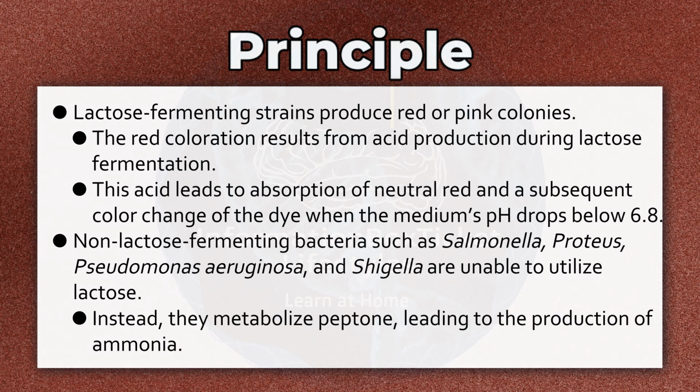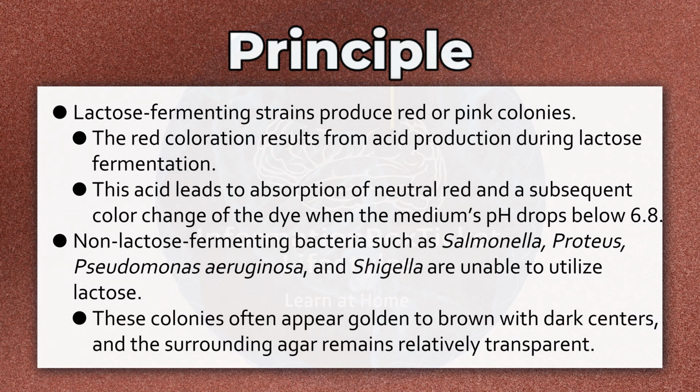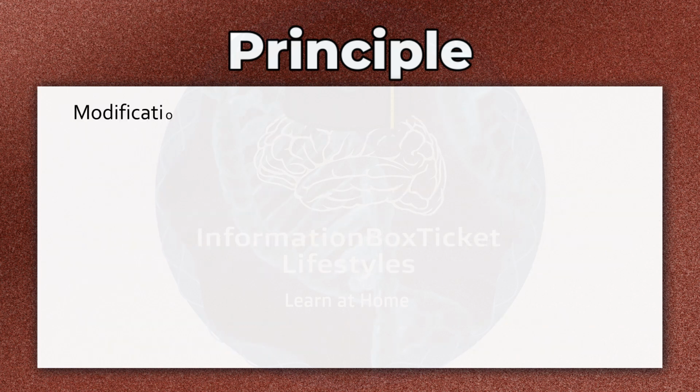Instead, they metabolize peptone, leading to the production of ammonia. This raises the pH of the medium and results in the formation of white or colorless colonies. These colonies often appear golden to brown with dark centers, and the surrounding agar remains relatively transparent.